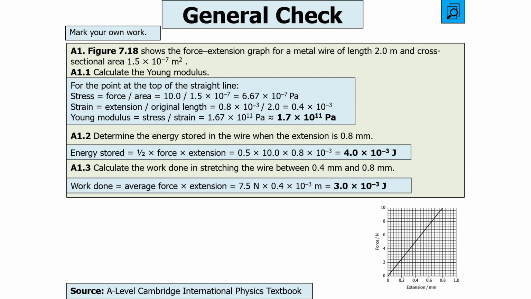Now we also know that work done is force times extension. So we've got our force, that we know it's going to be 7.5 newtons between 0.4 millimeters and 0.8 millimeters. That's what our value is going to be. So therefore we can then multiply it by the extension. So therefore we get 3 times 10 to the minus 3 joules.